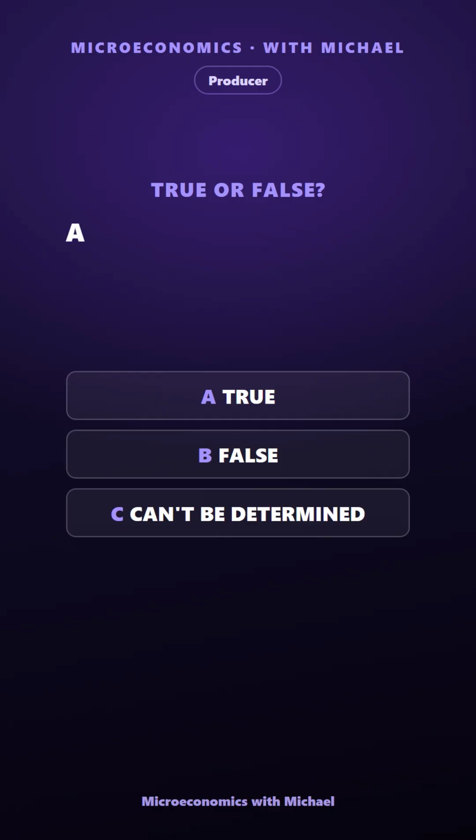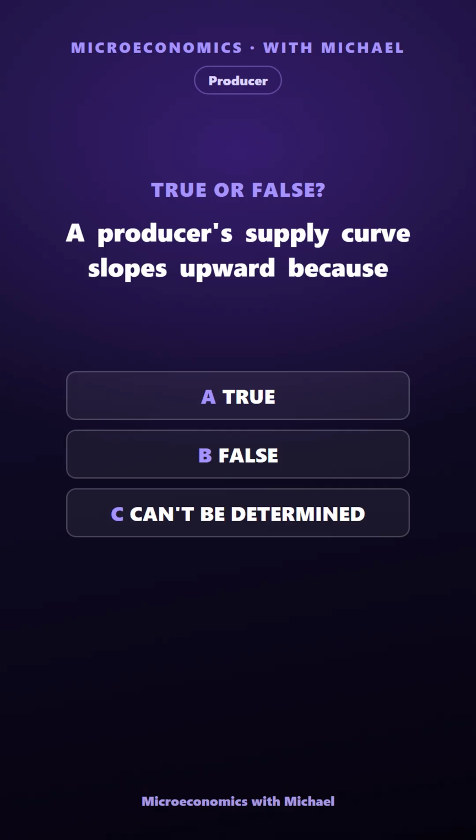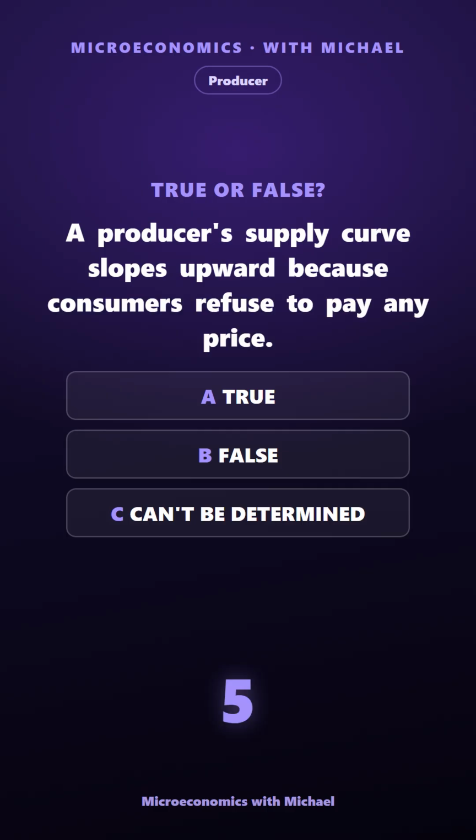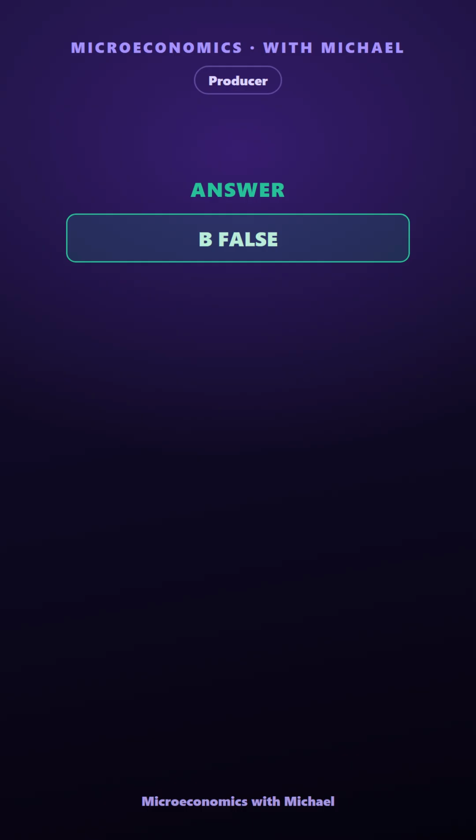A producer's supply curve slopes upward because consumers refuse to pay any price. True, false, or can't be determined. The answer is false. Incorrect.